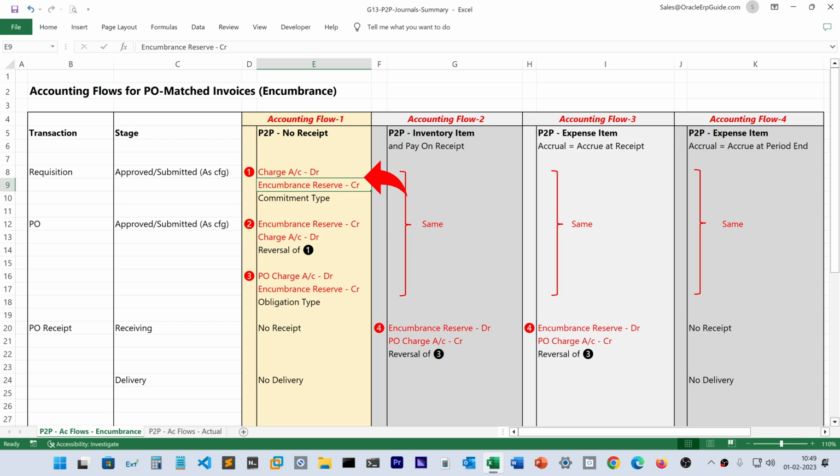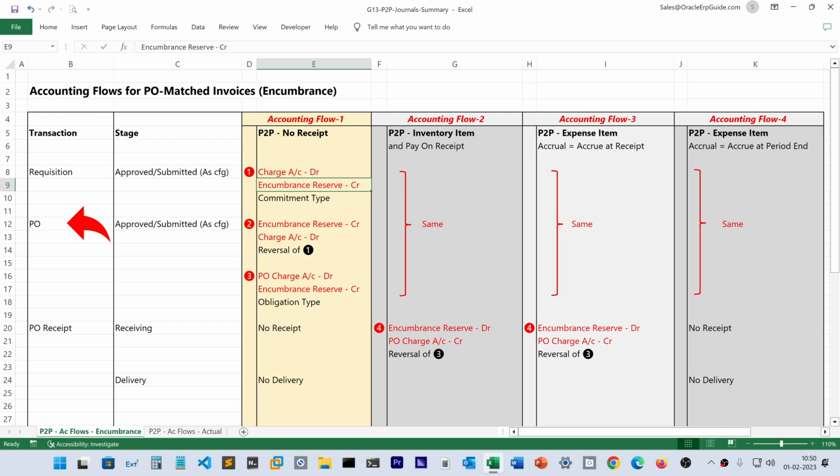We'll see at a later stage from where these accounts come from, how these accounts are defaulted, how these accounts can be edited, whether they can be edited or not on the transaction, and finally how the accounting happens. But right now we are just discussing the journals for it. So in this requisition encumbrance, a commitment type of encumbrance is created.